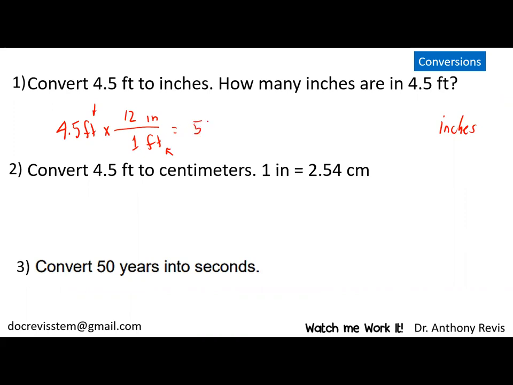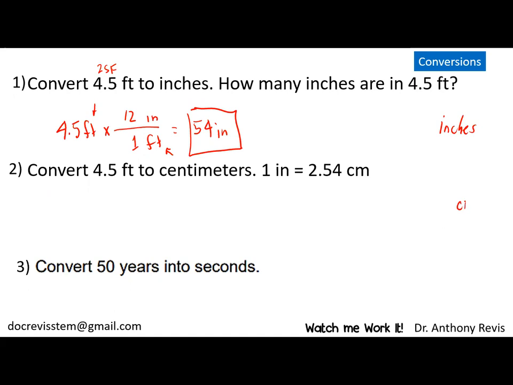And this number comes out to 54 inches. That's a good number because my original given has two sig figs in it. So my answer better have two sig figs: 1, 2. I count them, I square in that. That's my final answer.